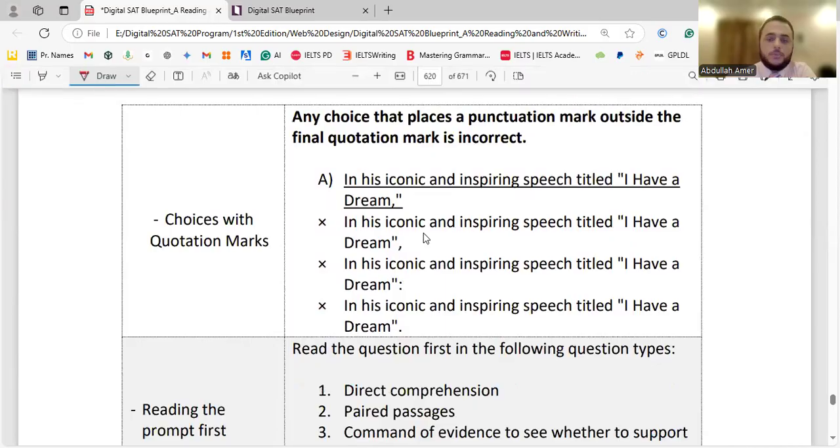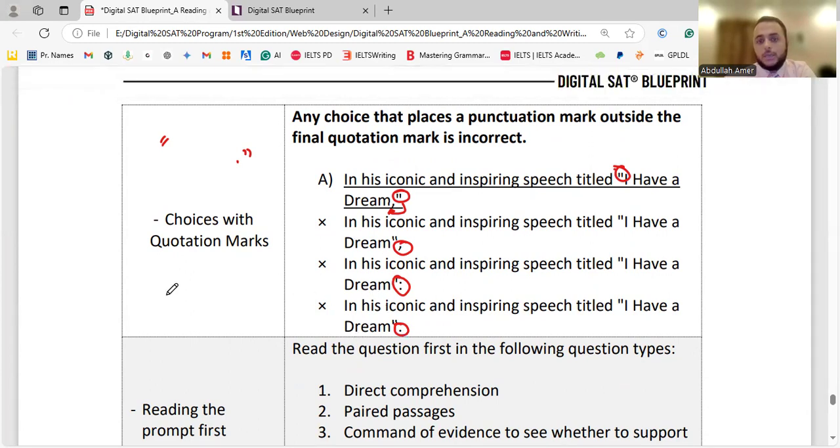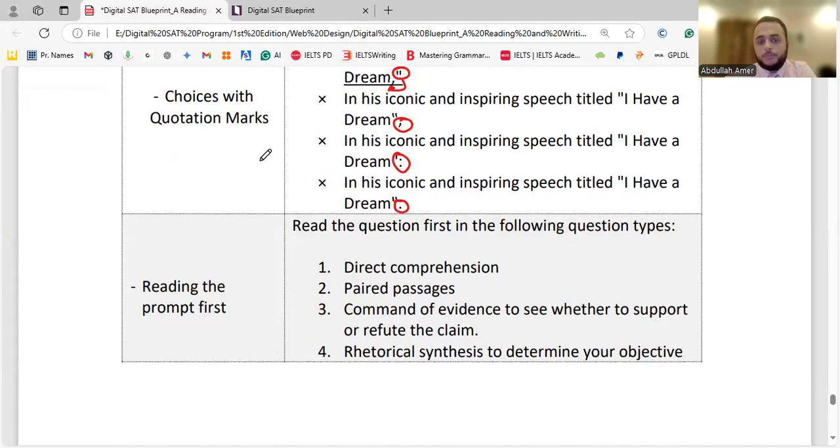Choices with quotation marks: if I have quotation marks in the choices like these, punctuation is always inside the quotation mark. So the full stop should be inside, the comma inside. So anything like that is absolutely wrong. I don't even have to look at the question to discover that.